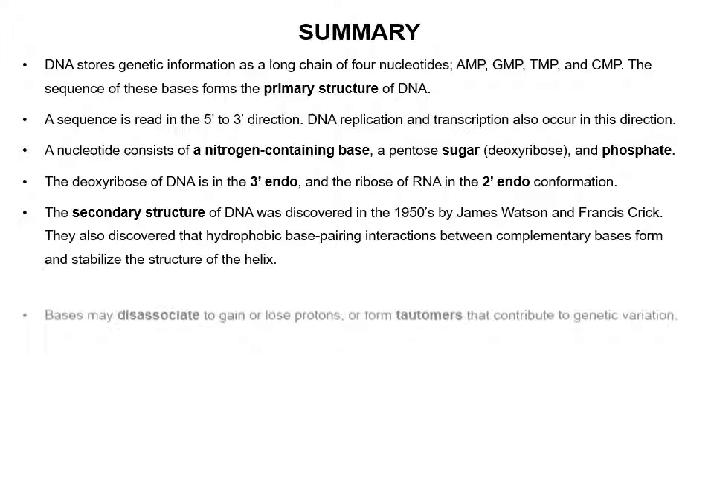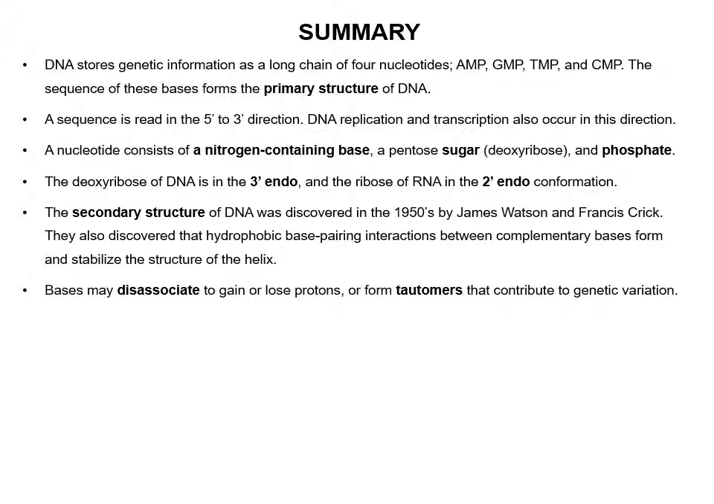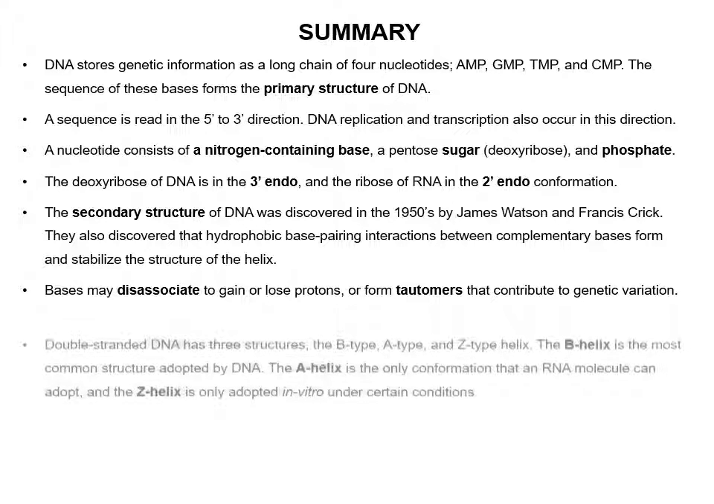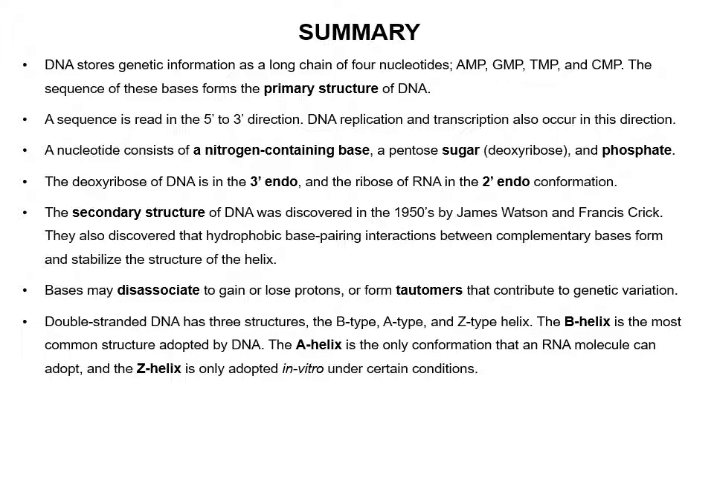The bases of nucleotides possess protons that dissociate at pH values above or below their pKa and may form tautomers. DNA adopts three types of secondary structures: the B helix, A helix, and Z helix. The B helix is the most common structure adopted by DNA. The A helix is the only conformation DNA or RNA molecules can adopt, and the Z helix is only adopted in vitro under certain conditions.